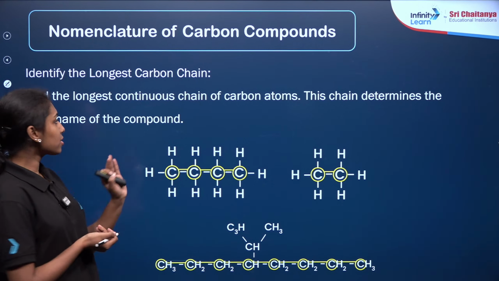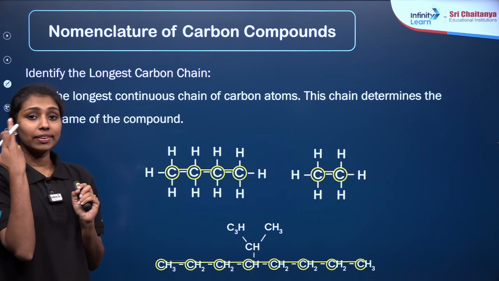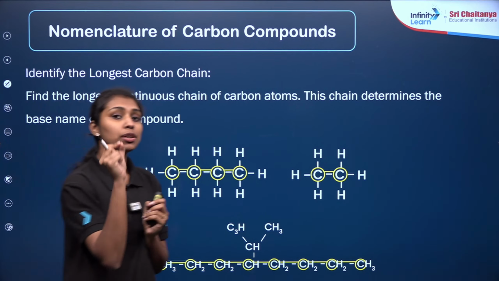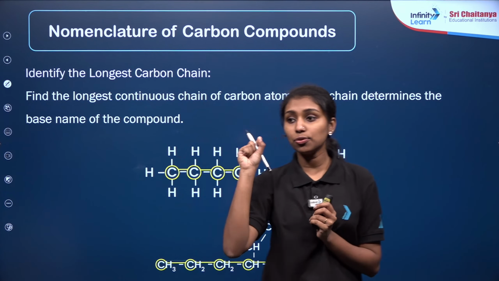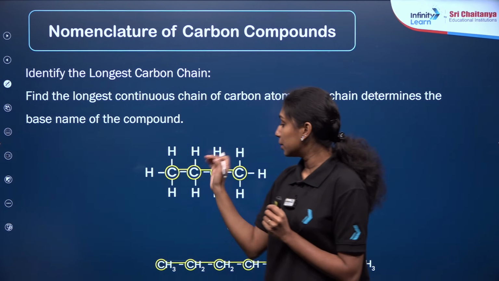So here is the first step. What we need to do is find out the longest carbon chain. Whenever we are given any organic compound, in order to name the compound, first we need to check the longest chain in the carbon compound.